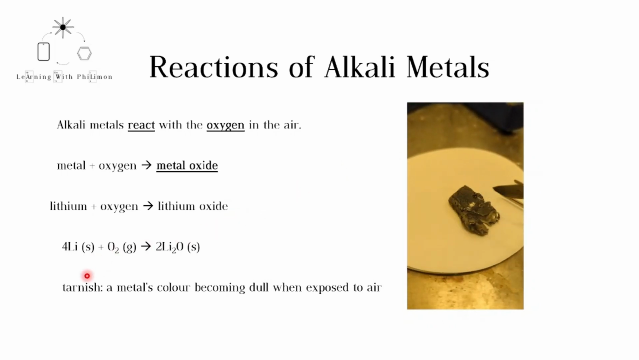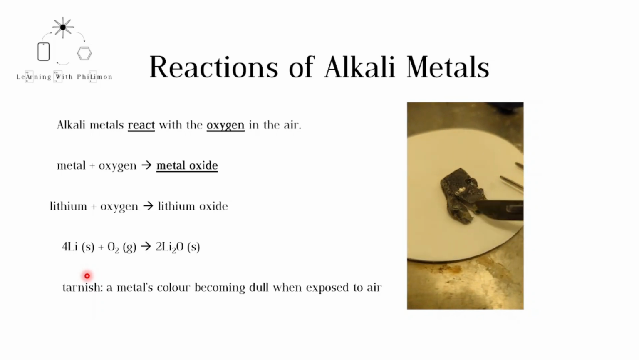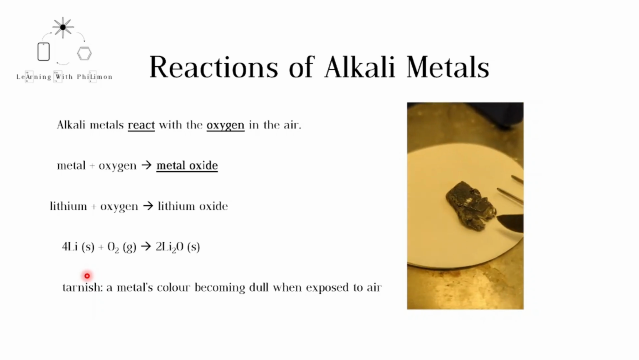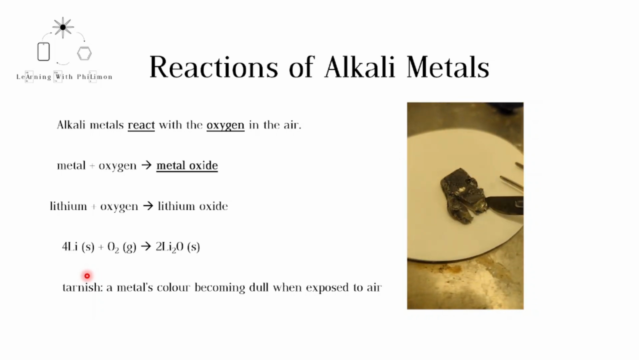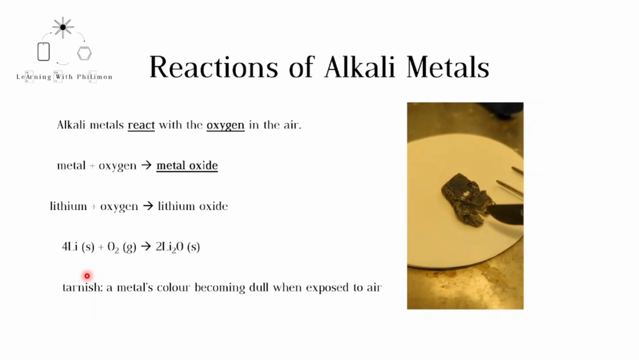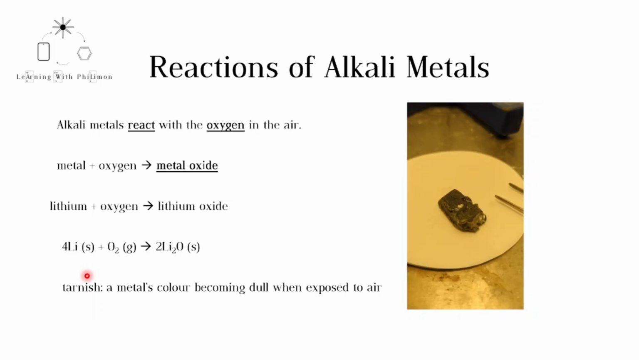Because alkali metals react quickly with oxygen, they are stored in oil in labs. Alkali metals lower in the group, such as potassium, react faster with oxygen and therefore tarnish faster. We will discuss why the reactivity is different later in the video. Now let's take a look at another reaction.